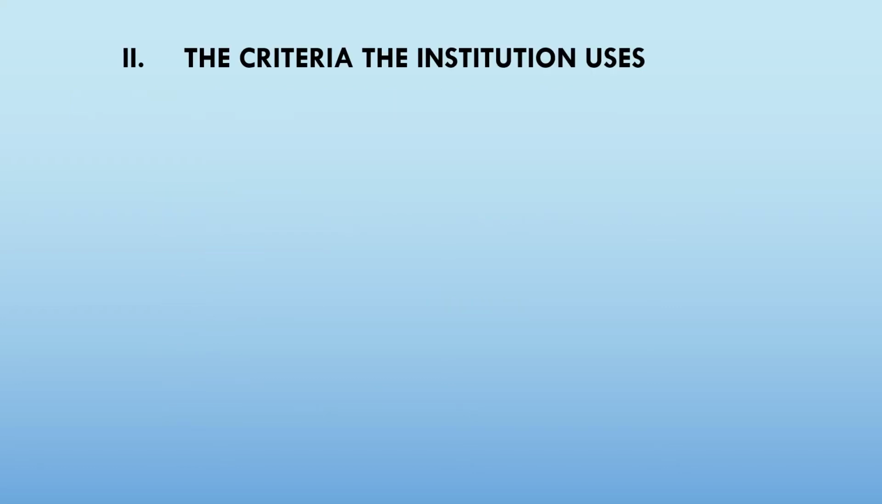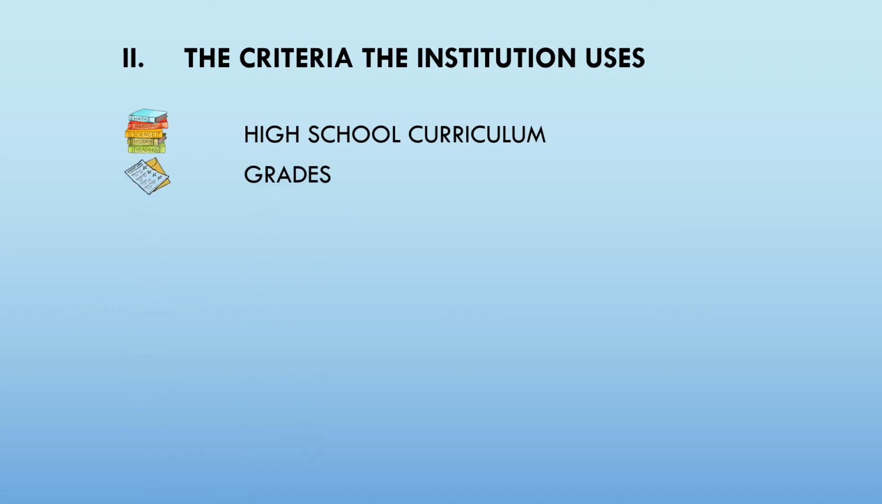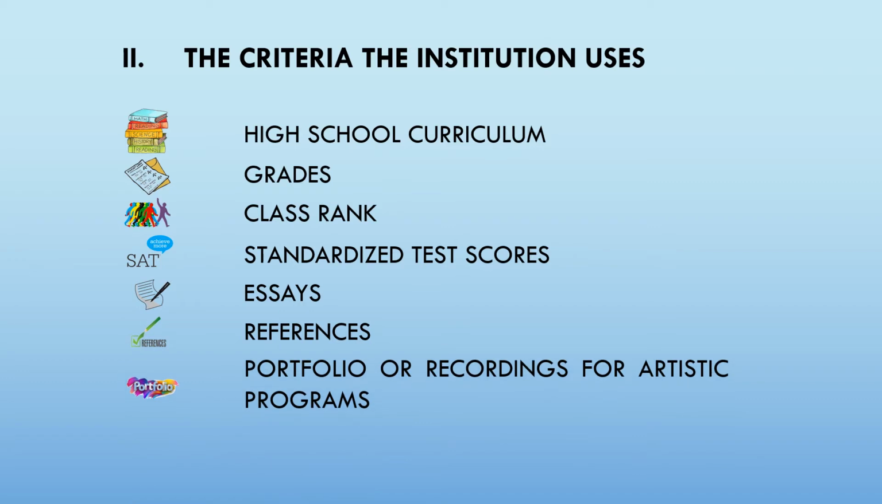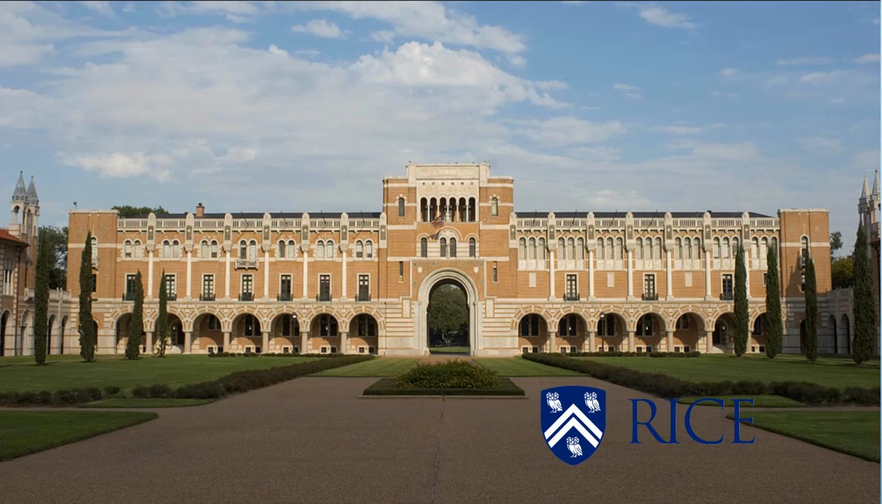American institutions of higher education typically evaluate applicants for undergraduate admission based on their high school curriculum, grades, class rank, standardized test scores, essays, references, portfolio or recordings for artistic programs, and extracurricular activities. Each institution, however, has its own criteria, which can be found on its website.